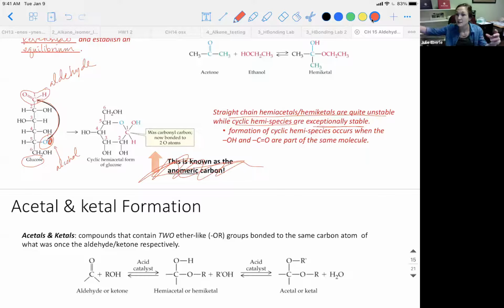And then monosaccharides link up and form disaccharides and big long sugar chains, and that's how we store sugar in our body and things like that. And like I just said, this happens when you have an OH and some kind of carbonyl group and they're within the same molecule.